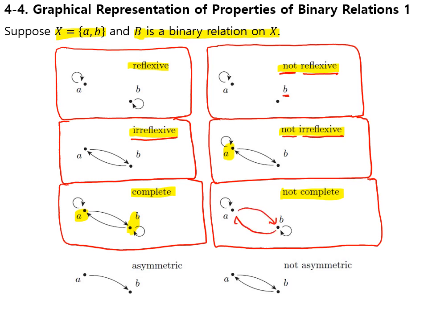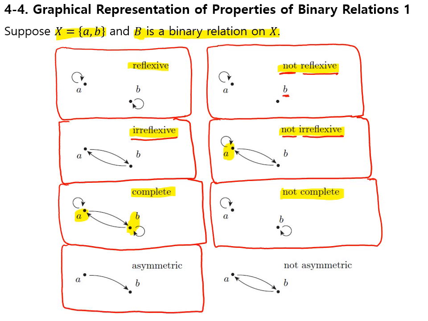And if this were the case, the relation would be complete. But in order for the relation to be complete, there has to be at least some arrow between A and B. But since A and B do not have any arrows between them, the relation is not complete. Now, here is another example.